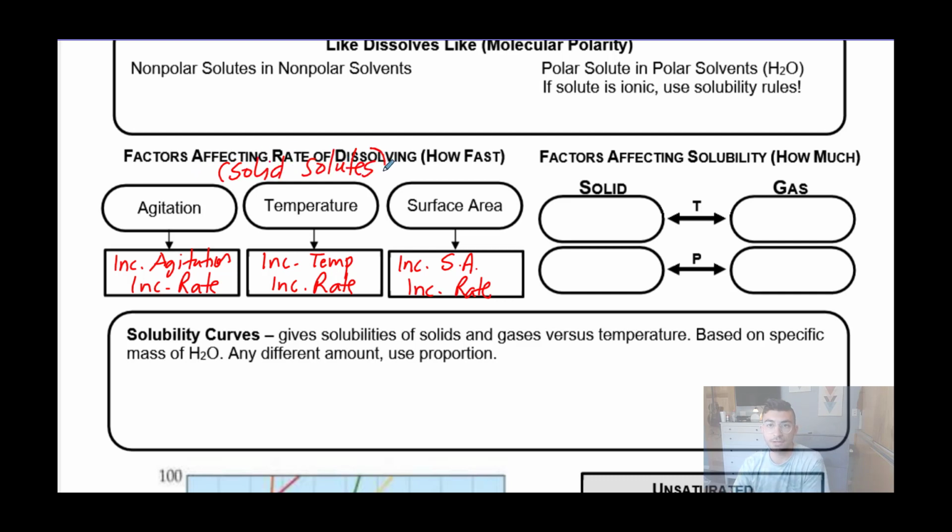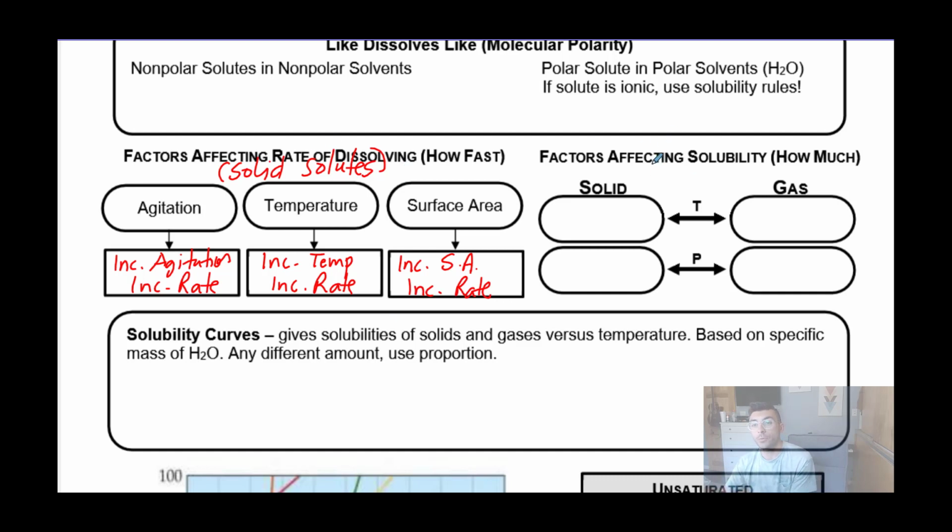Temperature, definitely not for gases. It's hard to talk about the rate of liquids dissolving in each other. Agitation could help the two liquids mix together, but because they're the same phase, it's odd to talk about the rate of a liquid dissolving in another liquid. So really these are the rate of a solid solute dissolving in a liquid. Surface area really only correlates to a solid, right? If you think about it, you can't increase or decrease the surface area of a liquid or a gas. So those are only really for solid solutes.